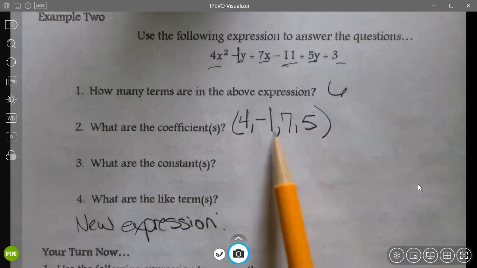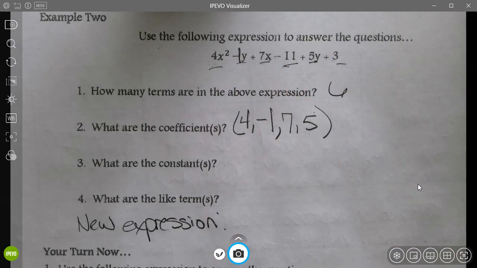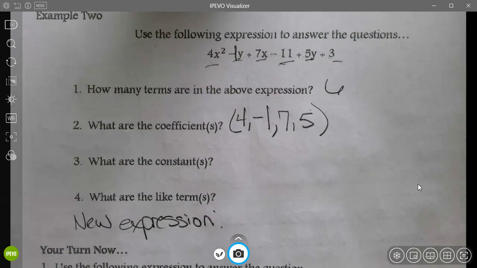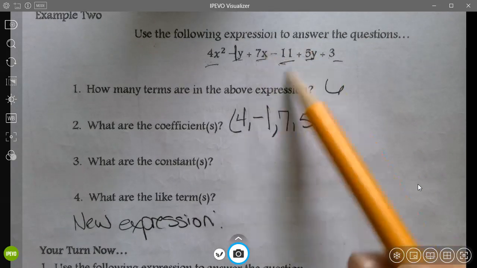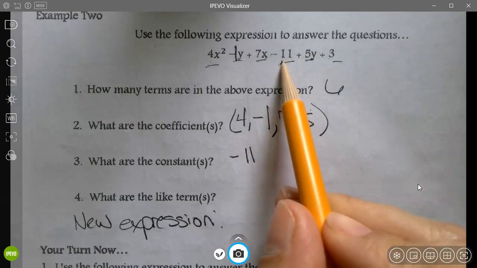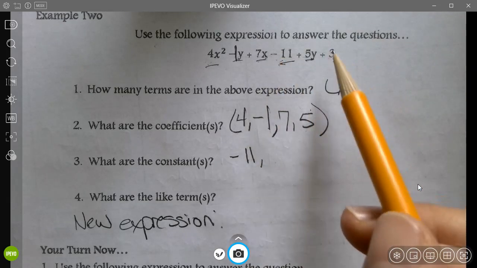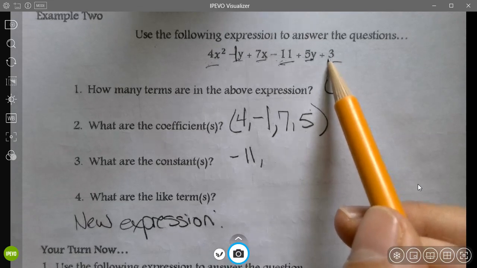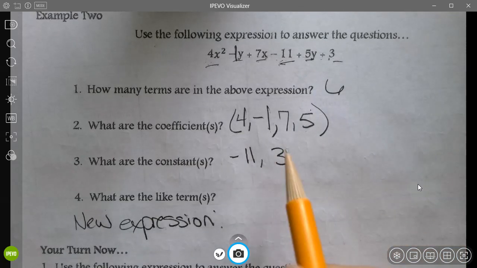This means I have 4 terms that have variables. Do I? 1, 2, 3, 4. Yes. All right, constants. Constants are the numbers that don't have variables. Which numbers don't have variables? Well, my 11, but is it 11? It's not a +11, I see a minus. So it's going to be a -11. And the other term that does not have a variable is my 3 back here. Is it +3 or -3? I see a plus, so it's a +3. I don't have to put the plus sign. I can just write it without the plus sign.